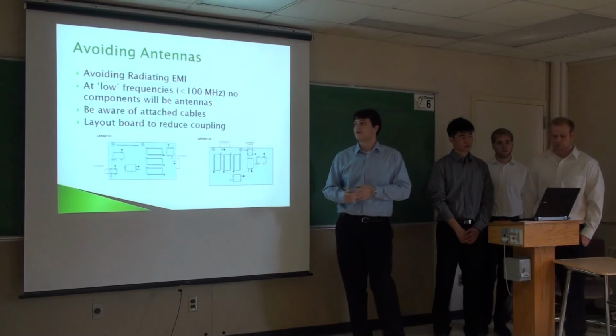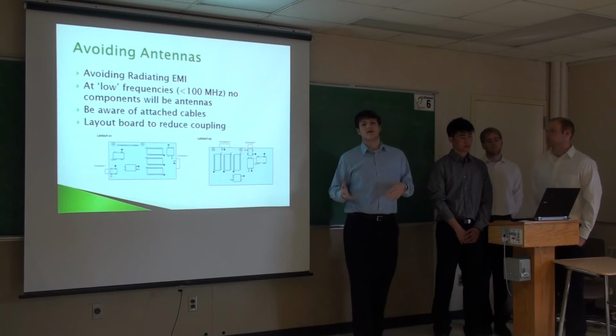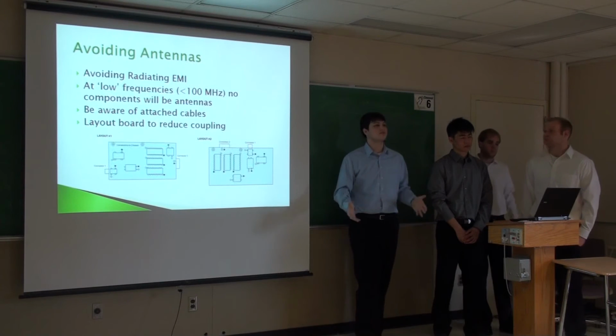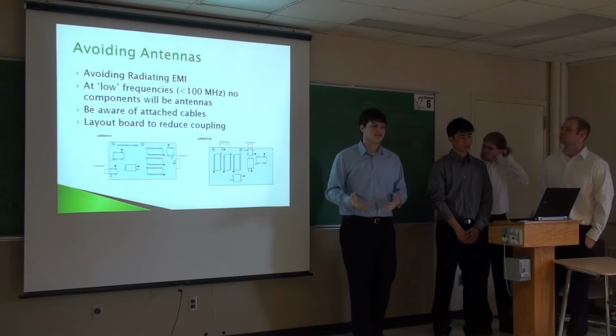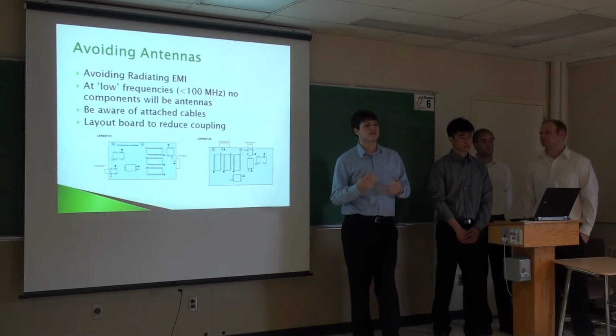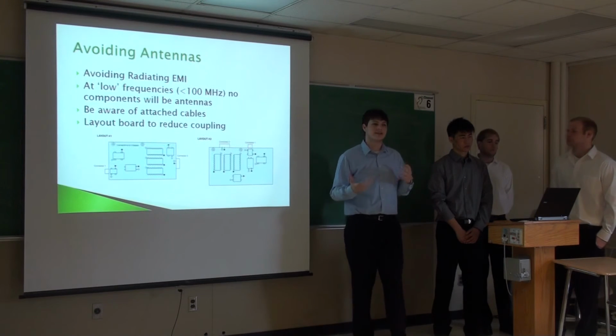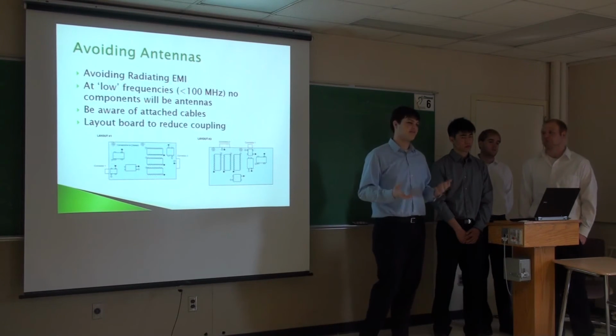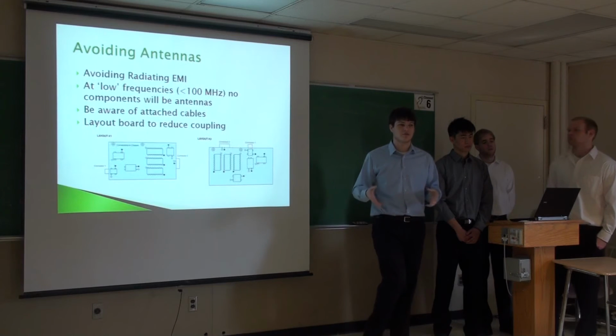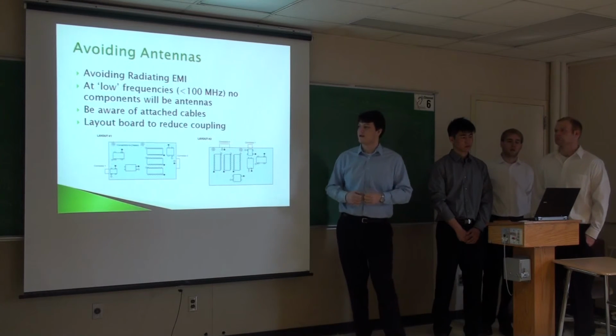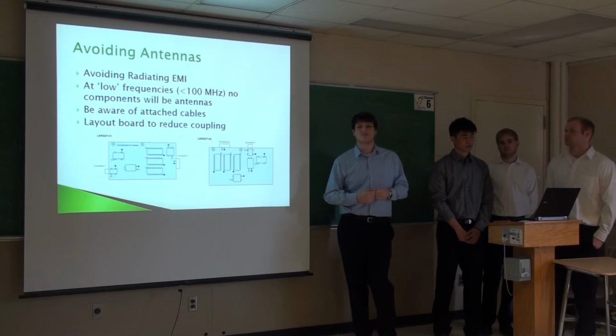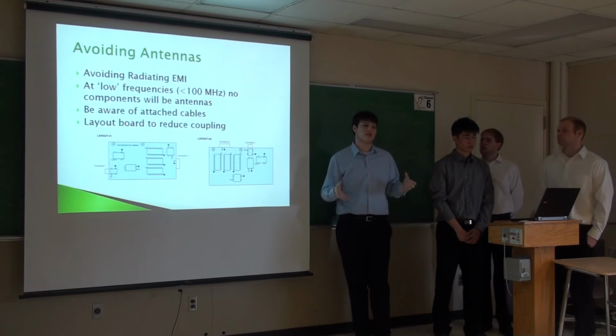Finally, the last thing we'll be talking about is antennas. Now at 100 megahertz or so, the wavelength is roughly 3 meters, and for an effective antenna, you need a quarter wavelength, which would be 75 centimeters. So it's pretty unrealistic that you're going to have a 75 centimeter component on your board. So you don't typically have to worry about your components being antennas. What you do have to worry about are attached cables.